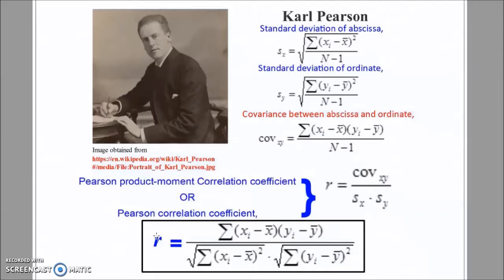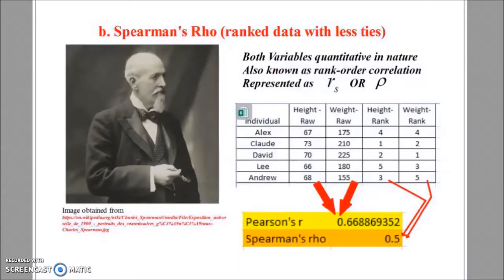The symbol for it is r. It is also sometimes called just Pearson, but if it is not mentioned, it is obviously the Pearson one. The next one is the Spearman's rho, which is represented by rs, or here is the symbol. The difference between this correlation is that it looks at the rank order correlation.